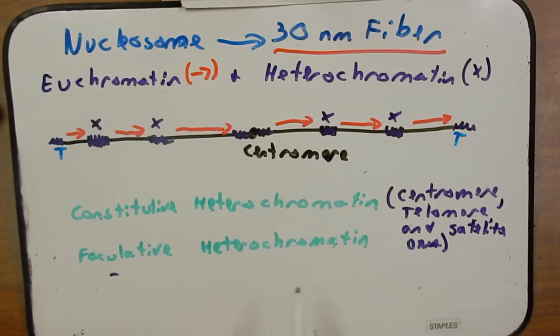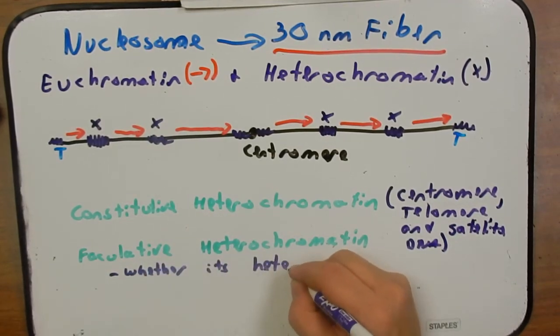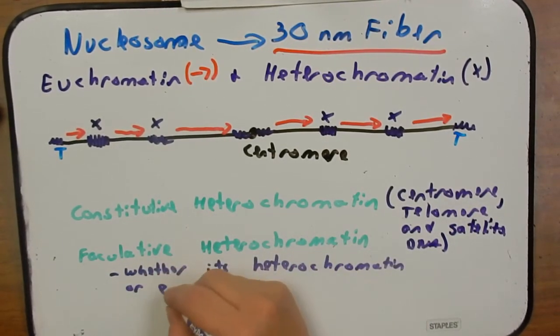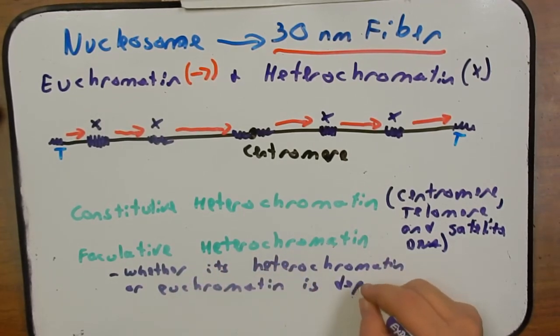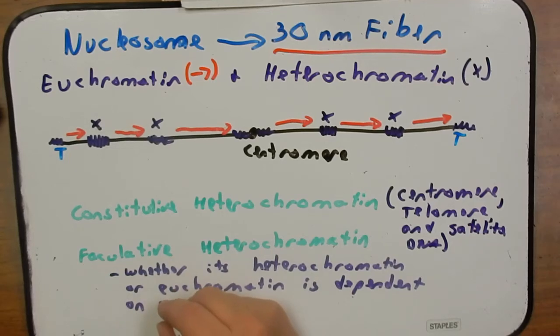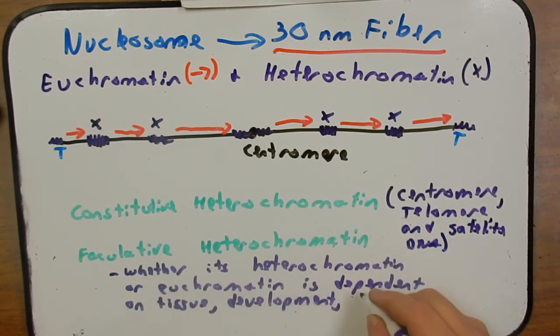So for facultative heterochromatin, whether it's heterochromatin or euchromatin is dependent on tissue, development, and I'm going to put and stress. So certain environmental pressures could change a region from heterochromatin to euchromatin or vice versa.